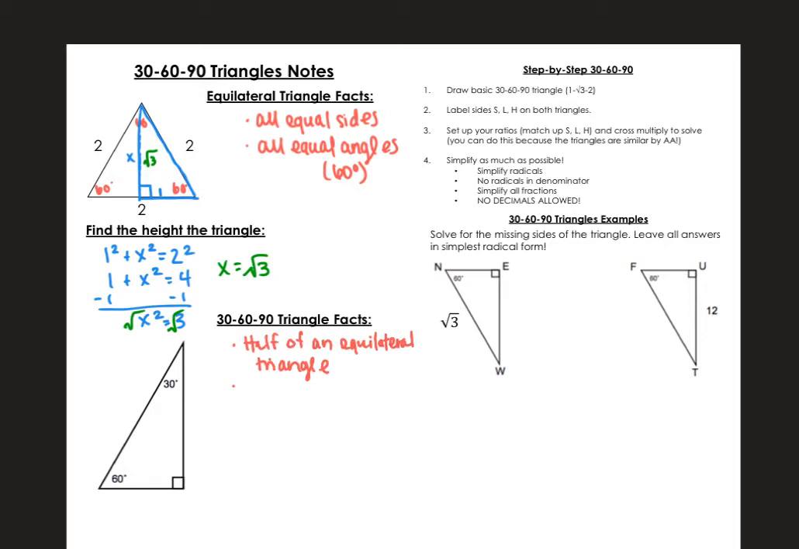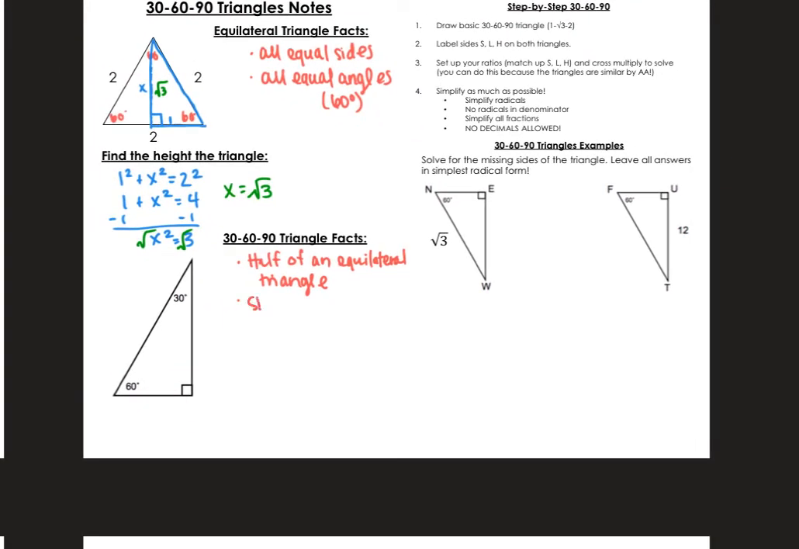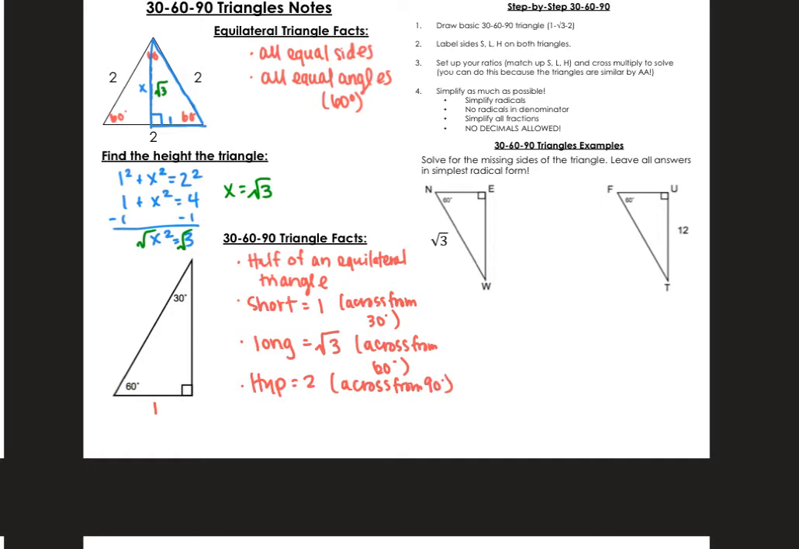Okay, there's 3 sides that have formed, and we're going to call them the short side, which is equal to 1, and that's across from the 30-degree angle. Then we have the long side, which is equal to the square root of 3, and that's across from the 60-degree angle. And then we have the hypotenuse, which is equal to 2, and that's across from the 90-degree angle. So labeling my sides, this is 1, square root of 3, and 2.